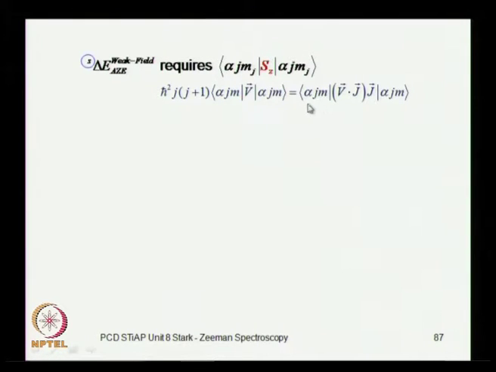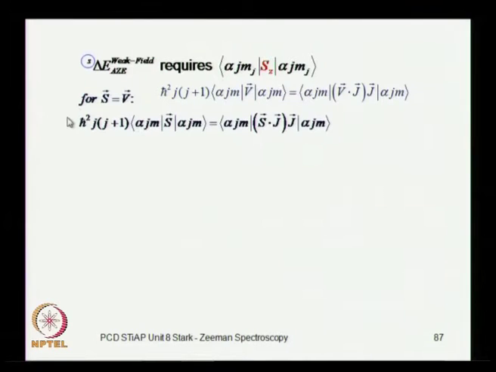And if this V happens to be our S operator, the spin operator, then we can apply it for this case. So, we have S equal to V in our case. So, now we get h cross square j into j plus 1, and here this is the matrix element of the spin angular momentum S, and this is equal to the matrix element of the operator, and there is a scalar part which is S dot j, and there is a vector which is the angular momentum itself. So, this is the S dot j j operator.